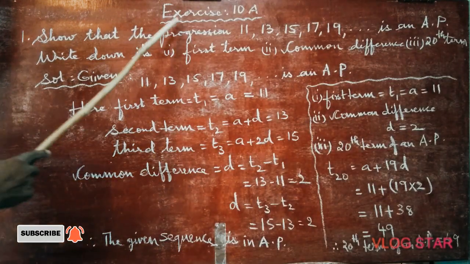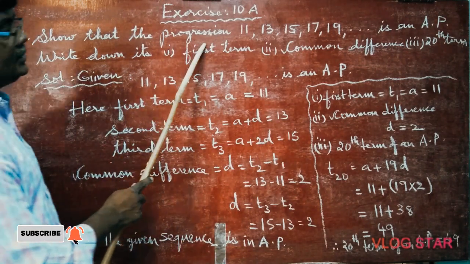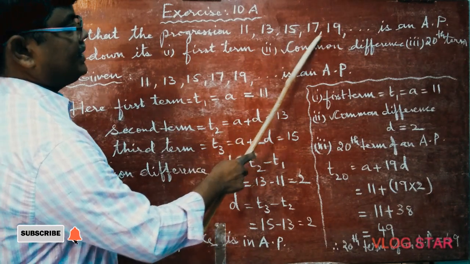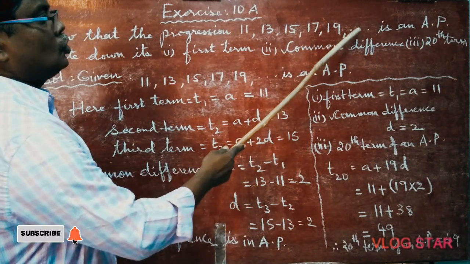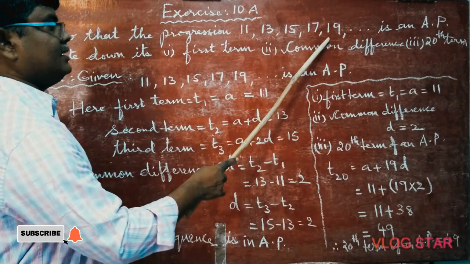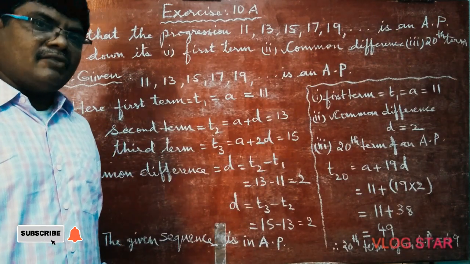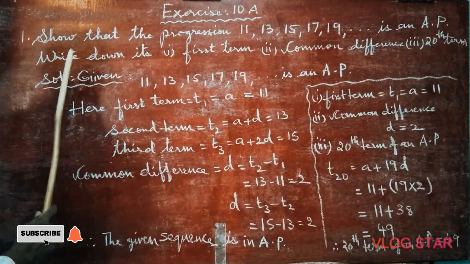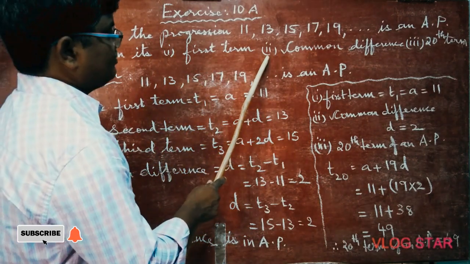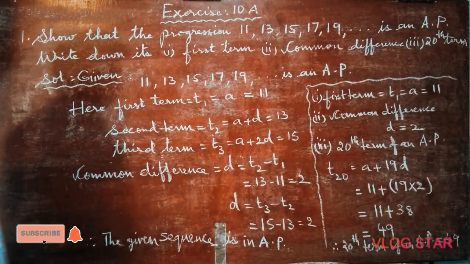Now exercise 10A. Show that the progression 11, 13, 15, 17, 19, so on is an AP. This is the sequence given and they are asking whether it is in AP or not. We have to show that. Write down its first term, common difference, third term, 20th term.